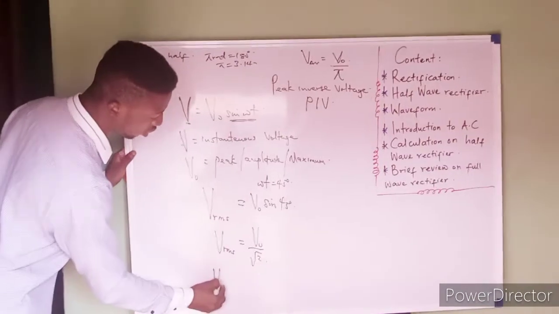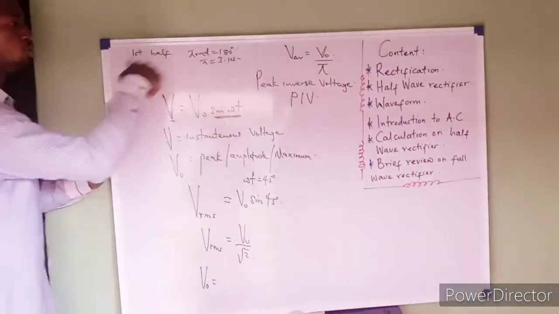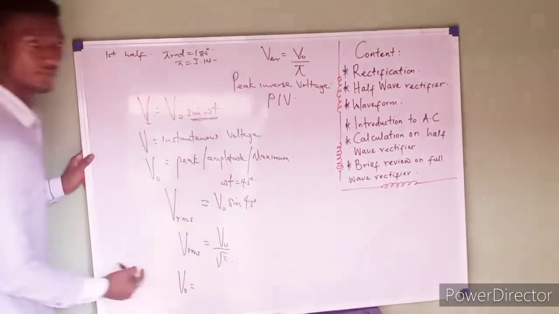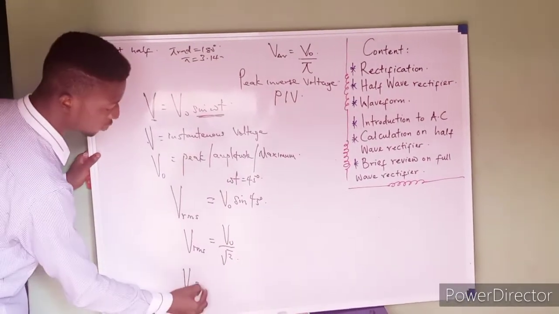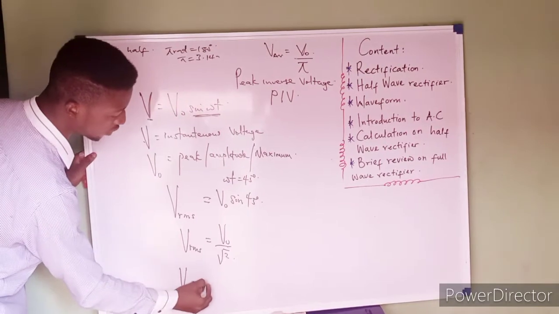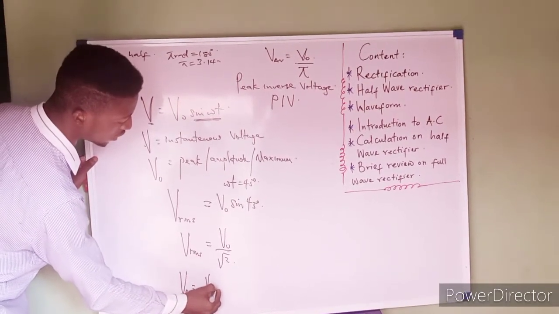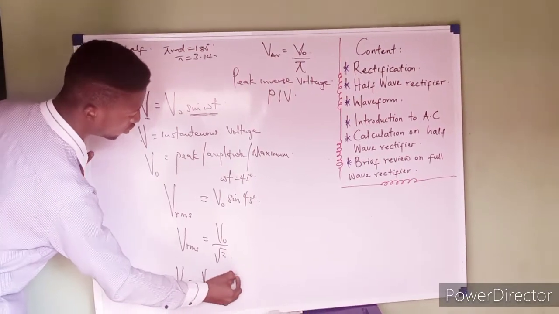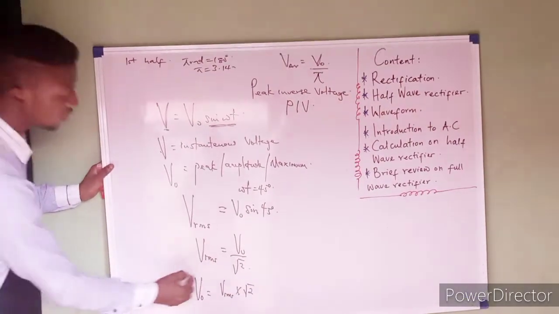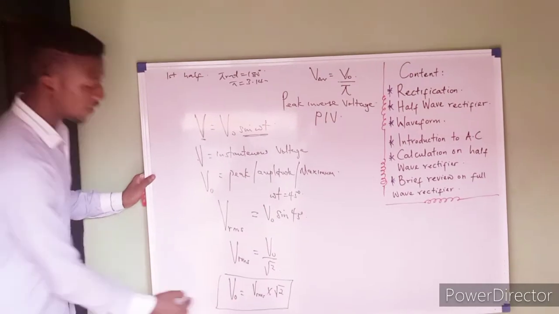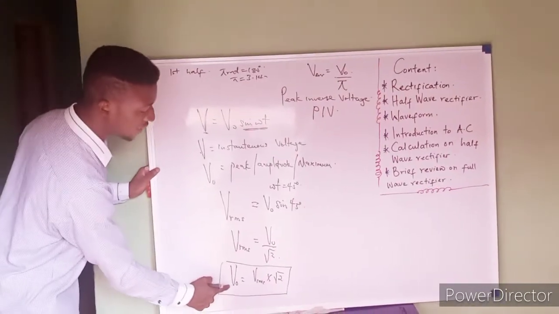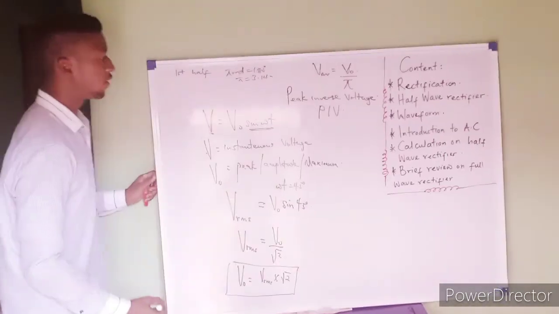So our V naught, which is produced, don't forget, this is our V naught. The V naught produced is equal to the root mean square voltage times root 2. Why am I giving you this equation? We want to use this equation to calculate the amplitude of voltage.